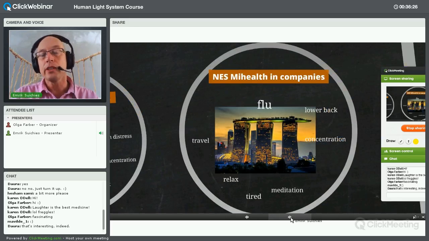But also you can use the Mihealth in companies. We have some big companies over here who bought a Mihealth and are using it in their company for their employees. And of course, maybe you say, how do they know how to use it and what to use?